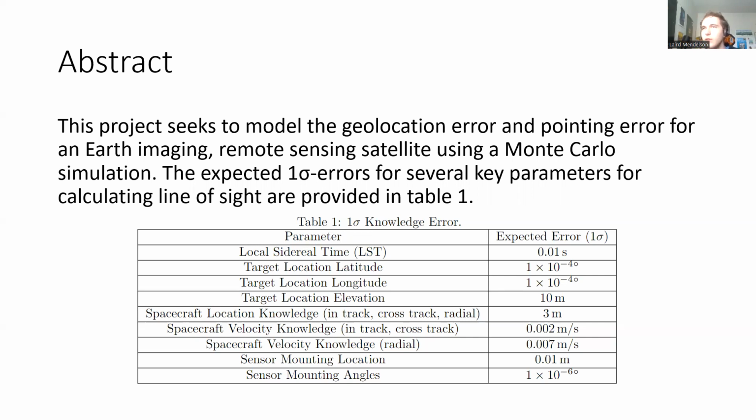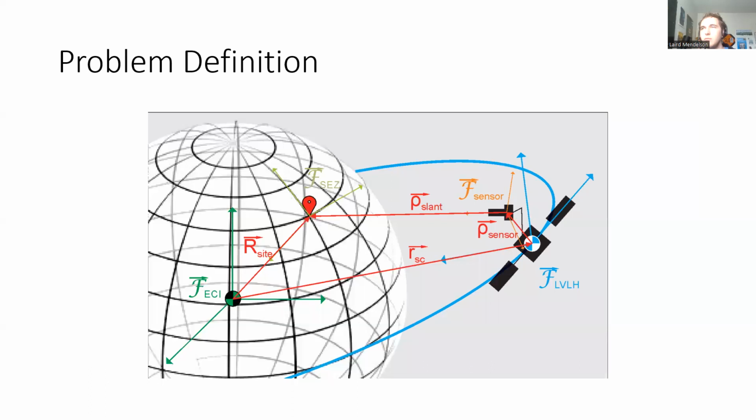So here are the values for the knowledge error on all of these different parameters. Here is generally the situation. We have our spacecraft in orbit around the Earth. Attached to it is a sensor with some distance from the center of mass of the spacecraft, and additionally some rotation so that it is pointed at the target over here, which has its sight vector from Earth. The quantity of interest is this slant range from the sensor to the ground site.